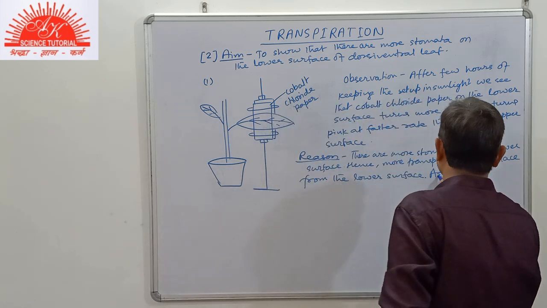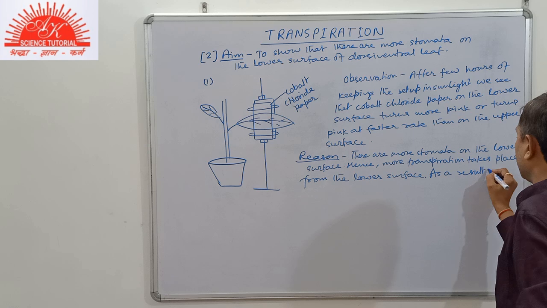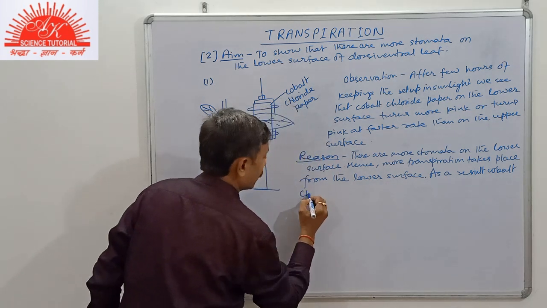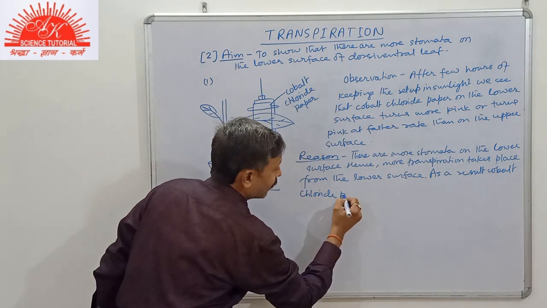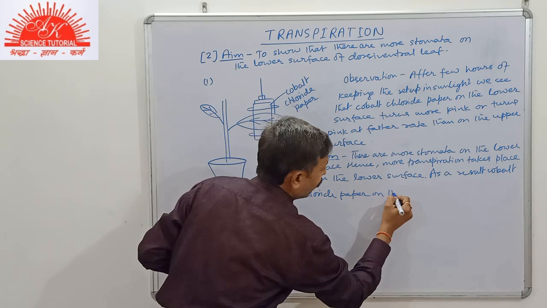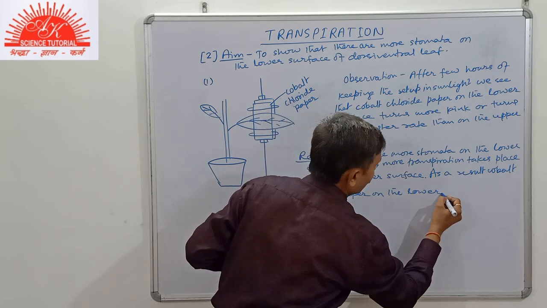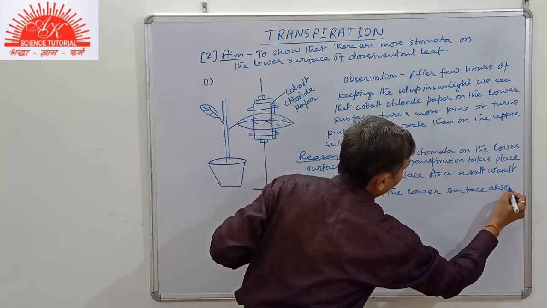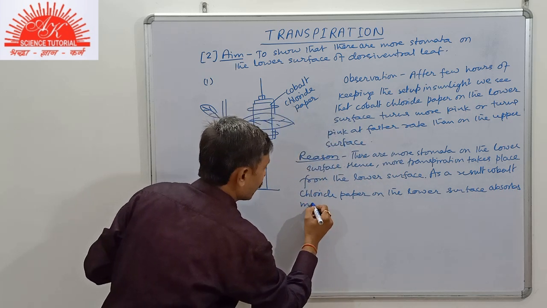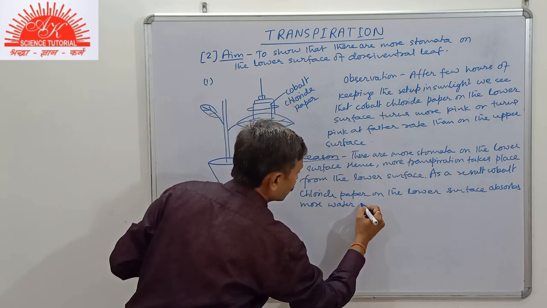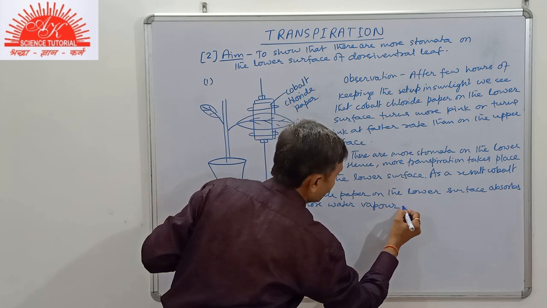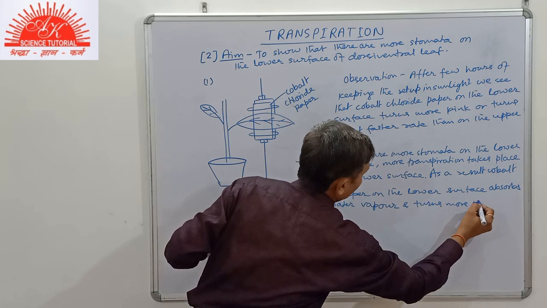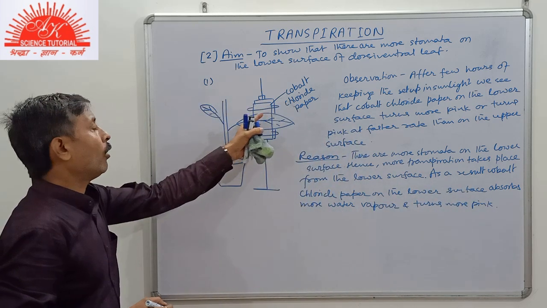As a result, the cobalt chloride paper on the lower surface absorbs more water vapor and turns more pink. So this is the reason behind the observation.